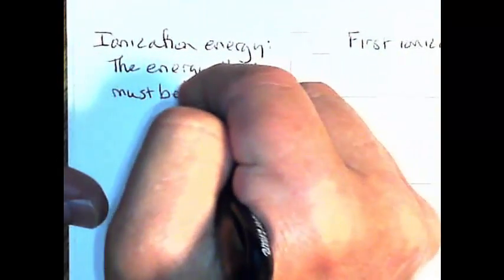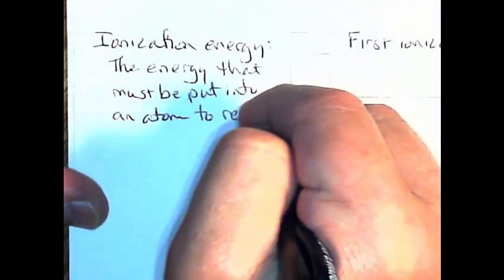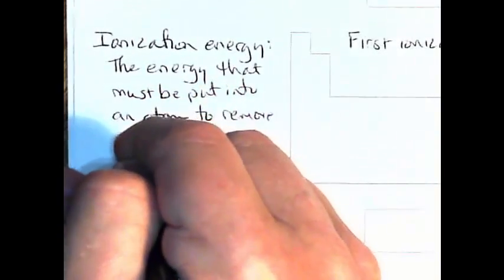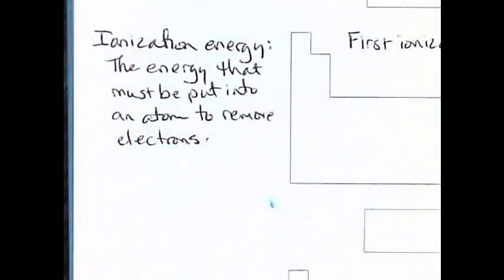Okay, so ionization energy is the energy that must be put into an atom to remove an electron or electrons. Okay? The energy that must be put into an atom to remove electrons.